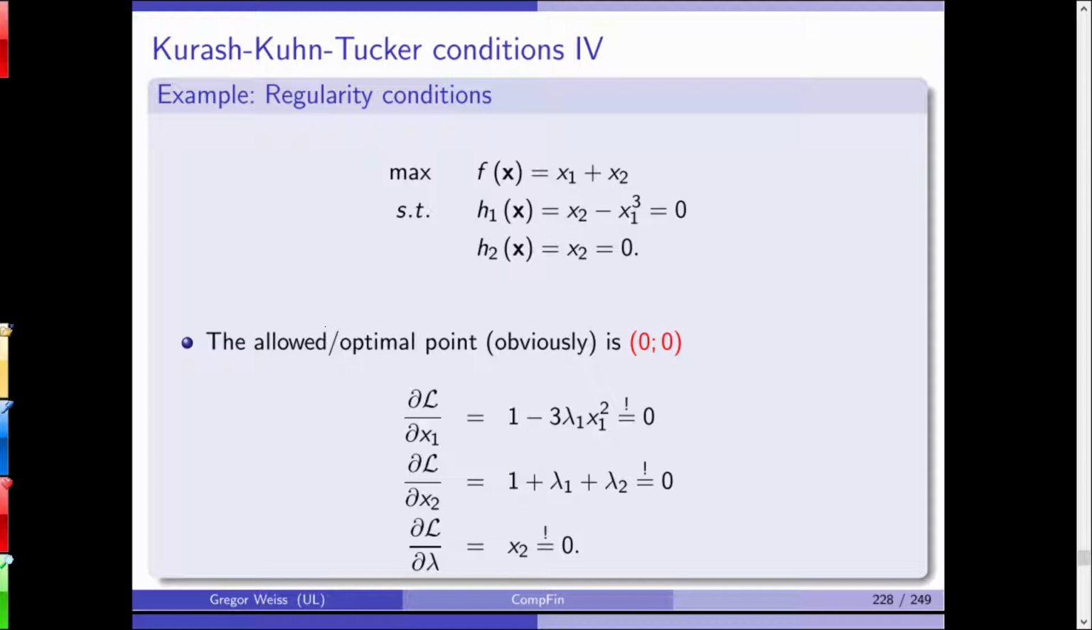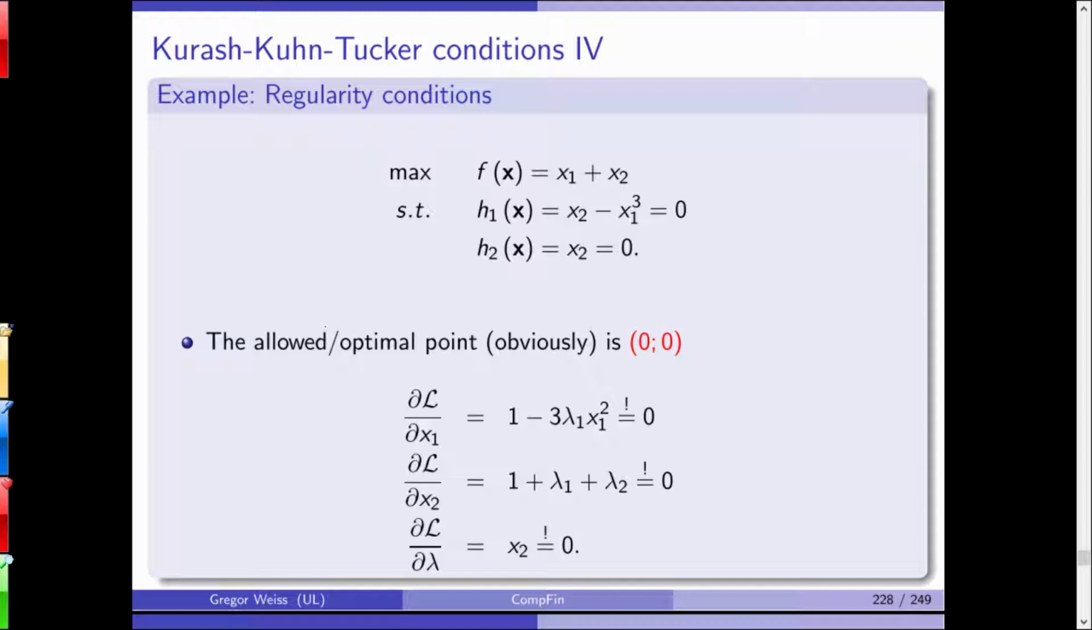You can already see that x2 has to equal 0. Then insert x2 in the first constraint. If x2 is 0, then x minus x1 to the third also has to be 0. So trivially, the only allowed, permissible, and also thus possible optimal point is (0, 0). Okay.